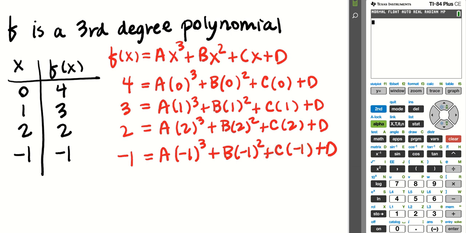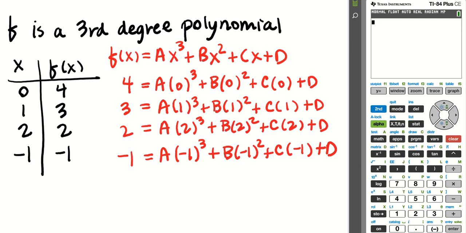Notice how I took the point x is 0 and f of x equals 4, and I plugged it into that equation up there, that generalized formula for a third-degree polynomial. And I did the same for the points (1, 3), (2, 2), and (-1, -1). That gives me 4 equations and 4 variables.